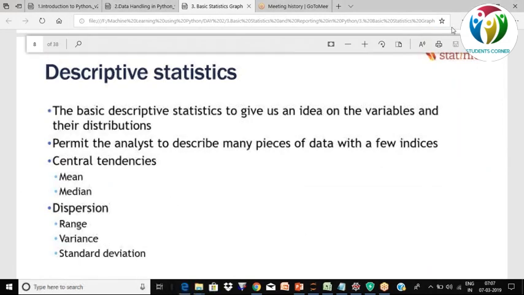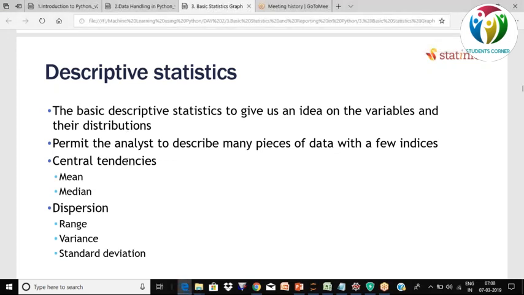Descriptive, with the word itself, it says that it will describe or give us some idea on the variables and their distribution. So before working on any of the data, we want to understand the distribution of the data. We will see what that means. It permits the analyst to describe many pieces of data with a few indices. In central tendencies, we will talk about the mean and the median. In dispersion, there is range, variance, and so on, which are more towards statistics.